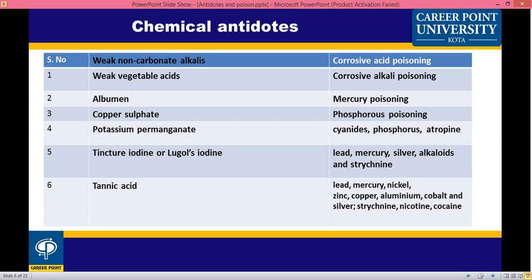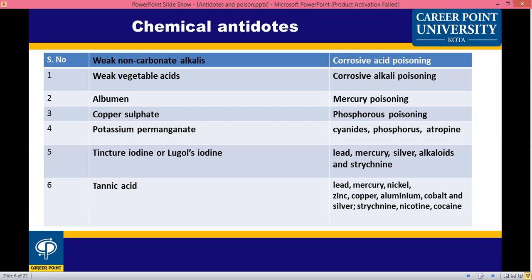Next one is chemical antidote. Different chemicals are used for removing the poison. For example, weak alkalis for corrosive acid poison, and weak vegetable acid: if you use weak vegetable acid, it prevents poisoning by corrosive alkaline poison.